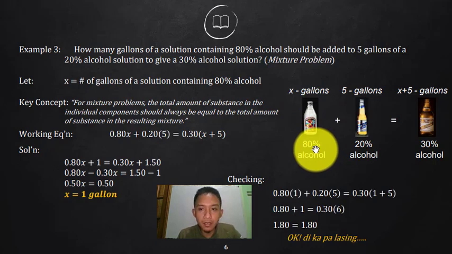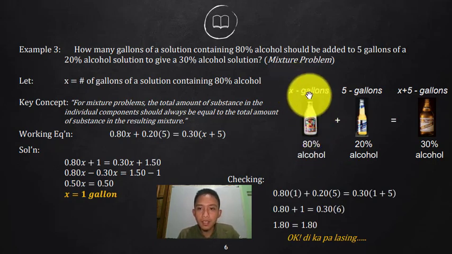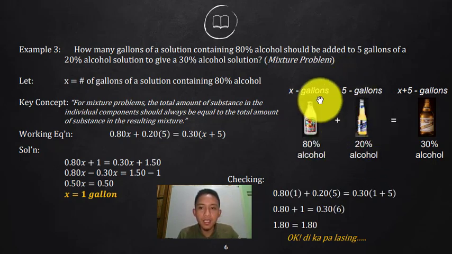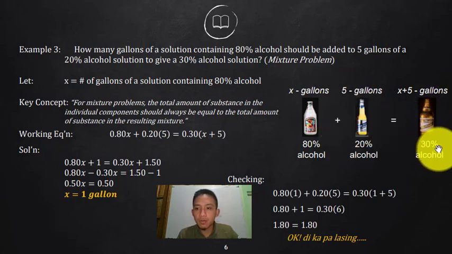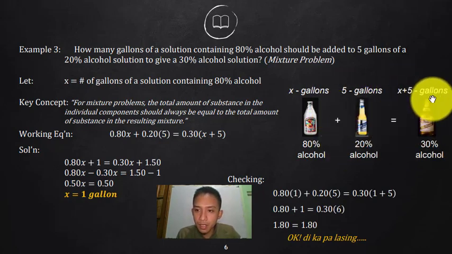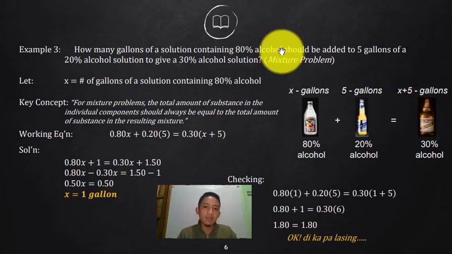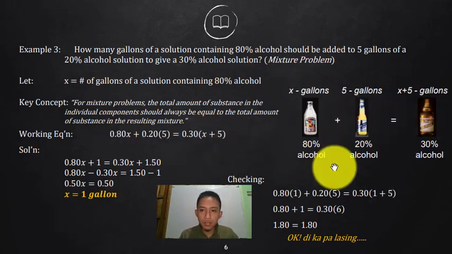The 80% of that X gallons will be the amount of alcohol here. The 20% of that 5 gallons is the amount of alcohol here. If I add them, that is the total amount in these components. That should be equal to 30% of the total volume, because 30% of the total volume is the alcohol in the resulting mixture. So that is what we will be using.